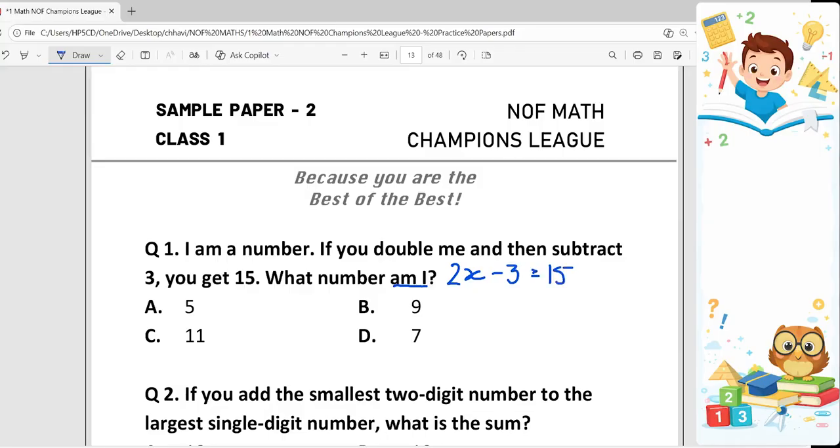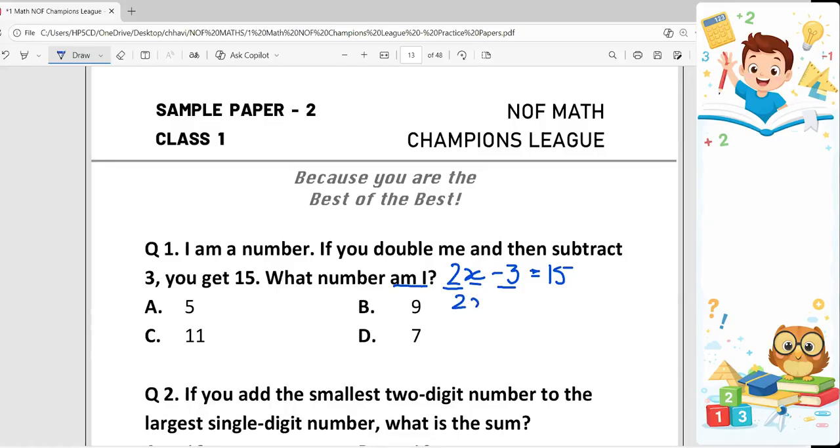Now this is the equation which is made. I am a number. If you double me, we doubled it, multiply by 2, and then subtract 3. So we minus 3. You will get 15. Now this is the equation. What number am I? So now we will find the number.